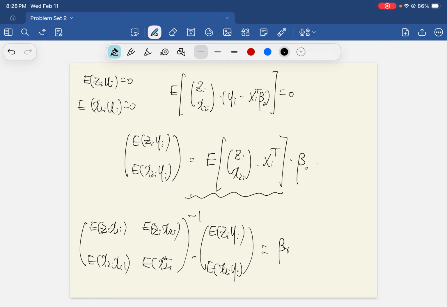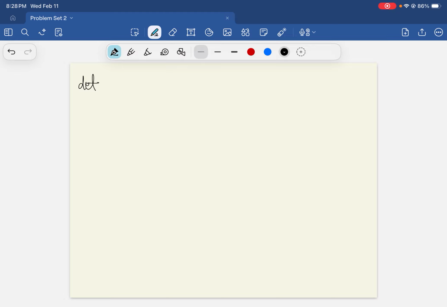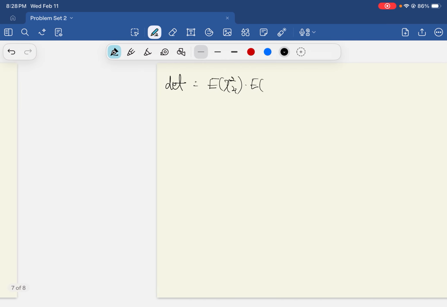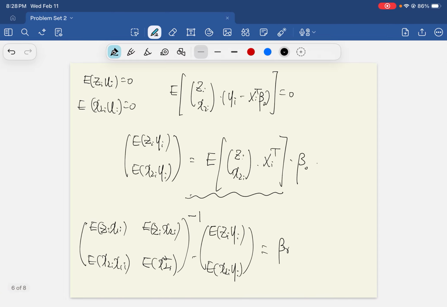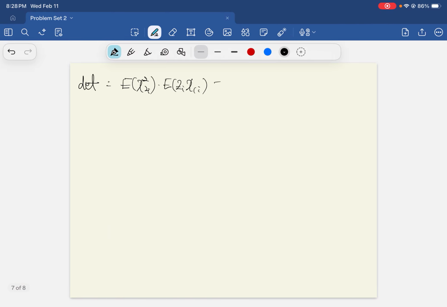Lastly, let me check the invertibility. The determinant of the 2 by 2 matrix is expectation z_i x1i times expectation x2i squared, minus expectation z_i x2i times expectation x1i x2i. This should not be 0. As long as it is not 0, then we get the identification.